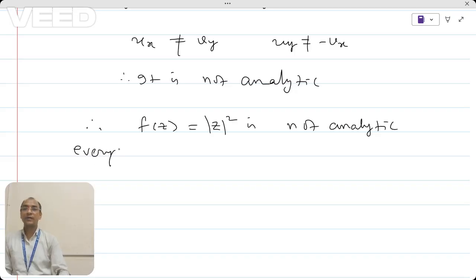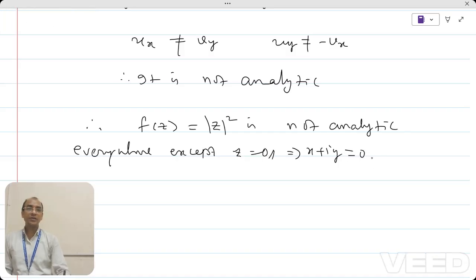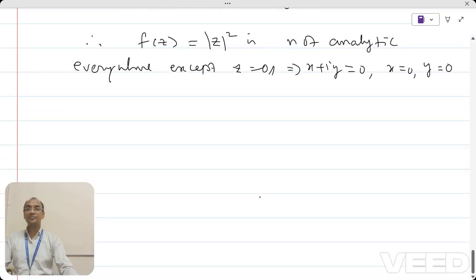everywhere except z equal to 0. So z equal to 0 means x plus iy equal to 0, and under which condition will it be 0? If x equal to 0 and y equal to 0, then z will be 0. So z equal to 0 is equivalent to saying x equal to 0, y equal to 0. So this f of z equal to mod z square is analytic only at z equal to 0 and nowhere else. Nowhere else.